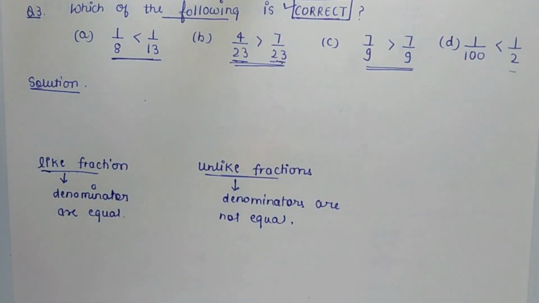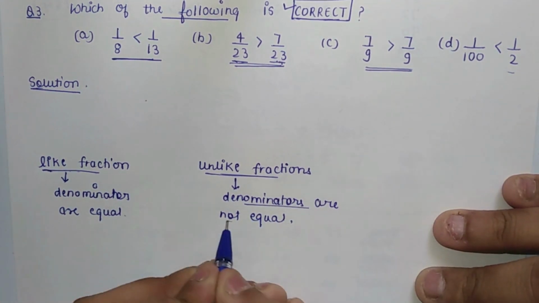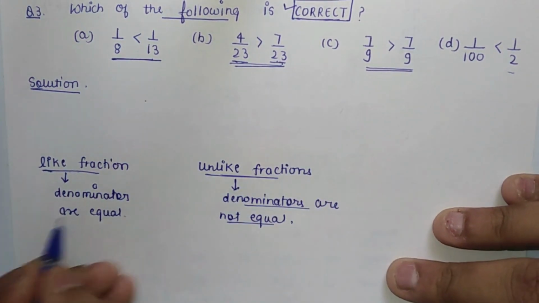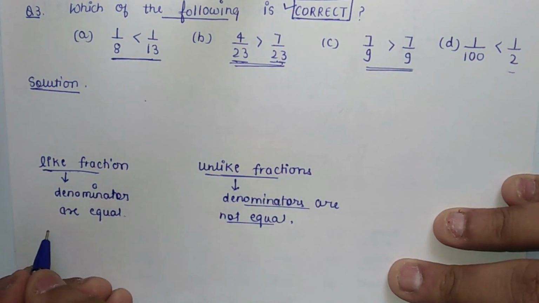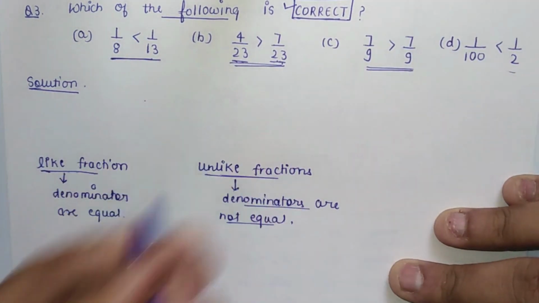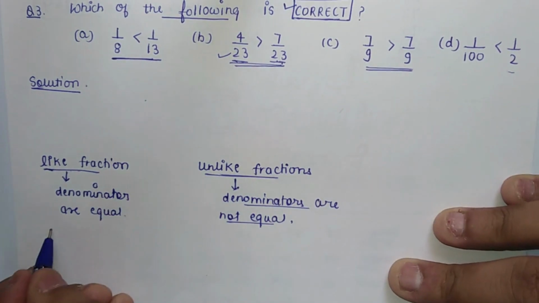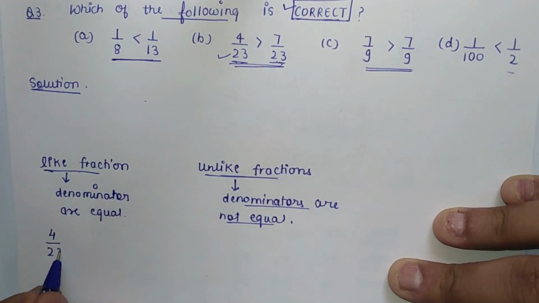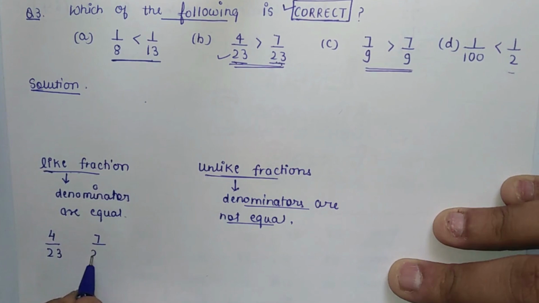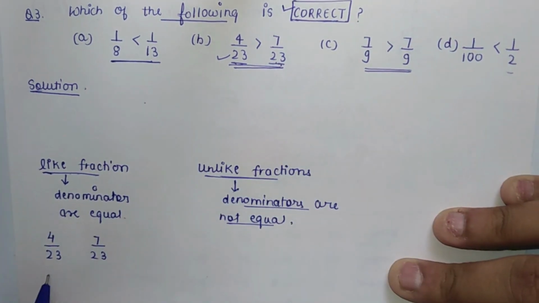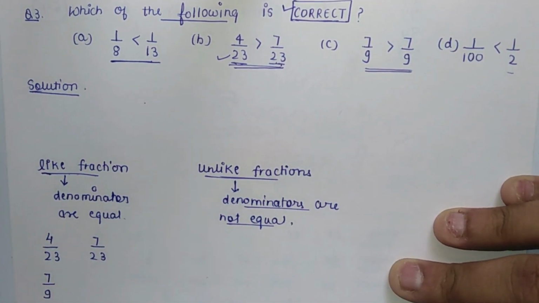Before we proceed with the question, let's understand what a like fraction is and what an unlike fraction is. Like fractions are those fractions in which the denominators are equal, and unlike fractions are those fractions in which the denominators are not equal. For example, if you consider option number B, the denominators are equal. So these are like fractions: 4 by 23 and 7 by 23.